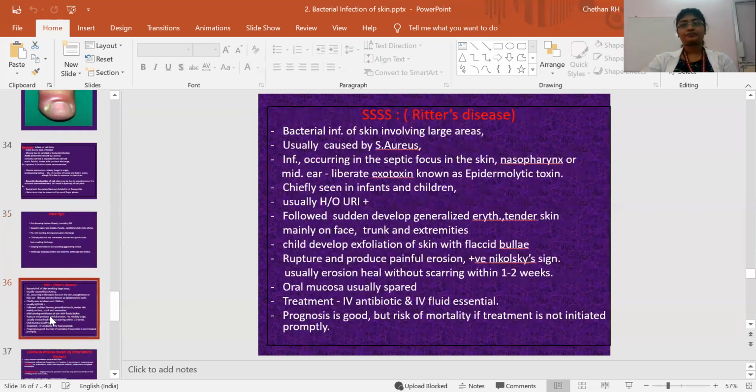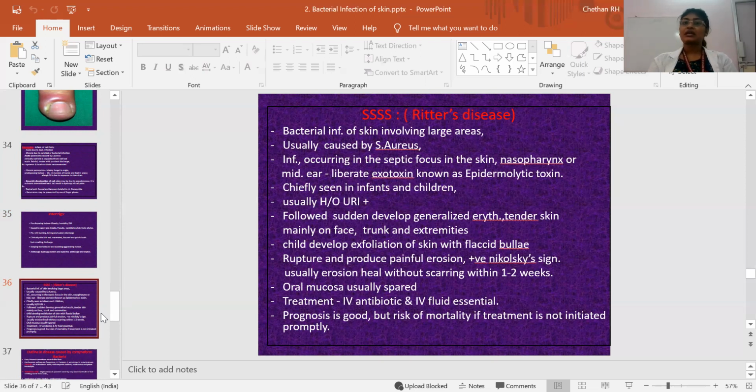Coming to staphylococcal scalded skin syndrome, its other name is Ritter's disease. It is a bacterial infection of the skin involving larger areas. It is usually caused by Staphylococcus aureus, as the name suggests. The infection occurs in a septic focus in the skin, nasopharynx, or the middle ear, and this bacteria can liberate an exotoxin, which is also known as epidermolytic toxin.